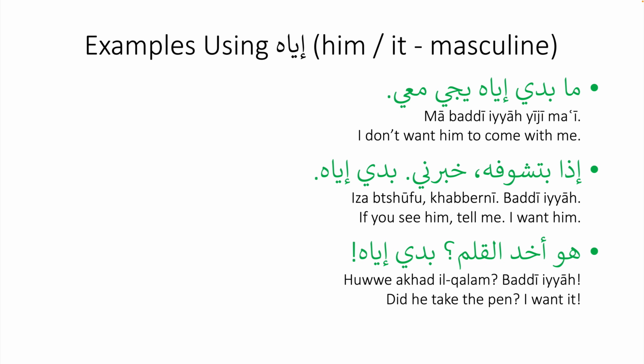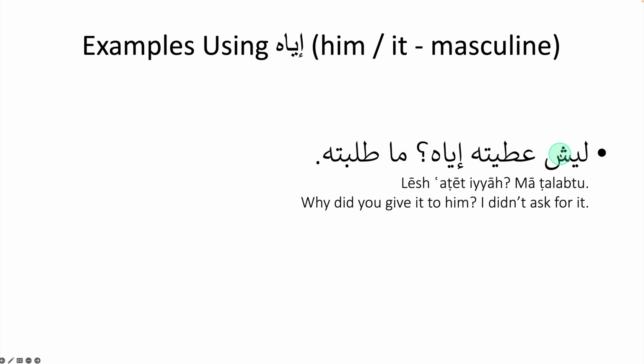I wanted. هو أخذ القلم بدي إياه. I wanted. So there, that's the use. Our final example for the masculine. ليش عطيته إياه؟ Why did you give it to him? ما طلبته. I didn't ask for it. So there, إياه means it.